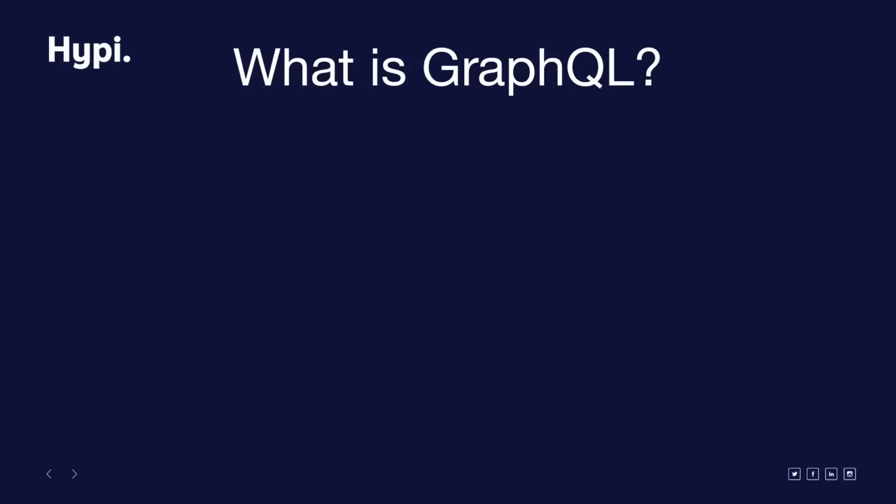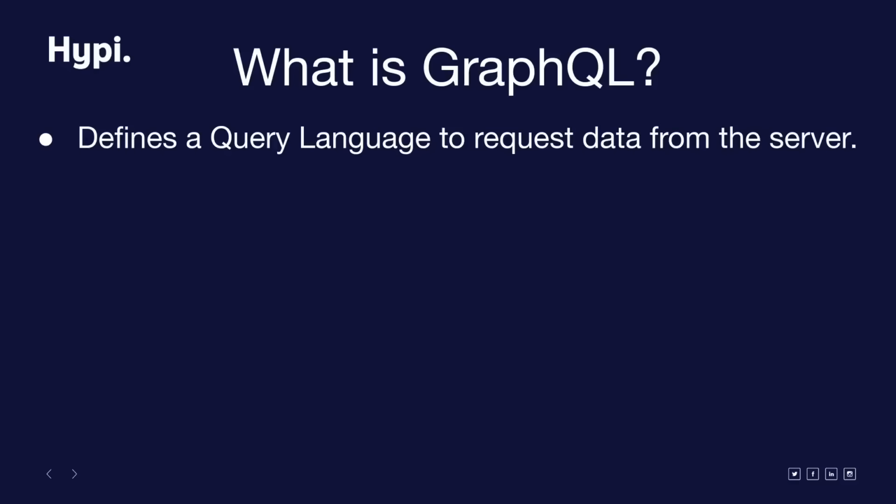Let's start with what GraphQL is. It is a query language first introduced by Facebook to build on the semantics of social graphs. In those graphs, users are represented by nodes and relations by edges. GraphQL in the wild is either considered to be code first or schema first. Hypi has taken the schema first approach.